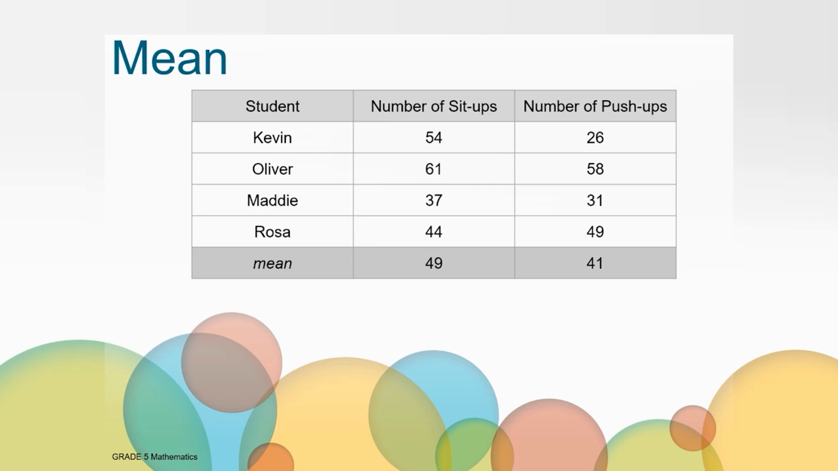Not everybody. We can see that Rosa had a higher number of push-ups than sit-ups. The other three athletes had a higher number of sit-ups than push-ups. Some only slightly, like Oliver, and others significantly more, like Kevin. The number of sit-ups Kevin did was more than double the number of push-ups he did. So the mean tells us the average number in a data set, even though each data value may be above, below, or the same as the mean.